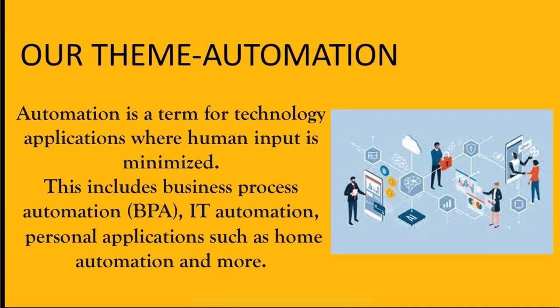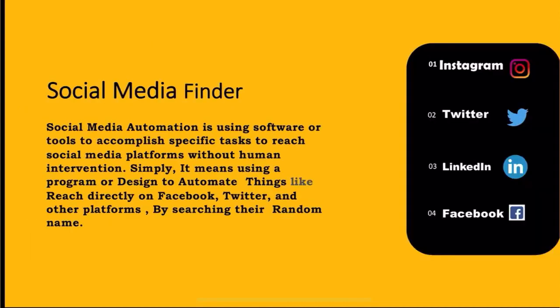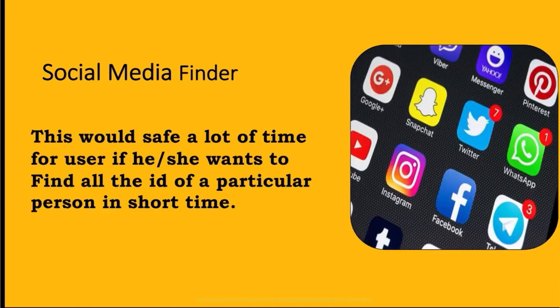So our theme is automation. Automation is a term for technology where human input is minimized. Here we minimized our input by entering only a single name in our website and getting all the desired data at one place. So till now we are only using 4 social medias, but in future we can add YouTube and Reddit also. These will also be included in Social Media Finder. So, as I said, it will save a lot of time in finding a person's identity and all social media accounts.